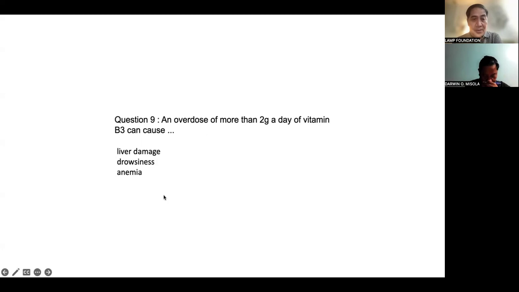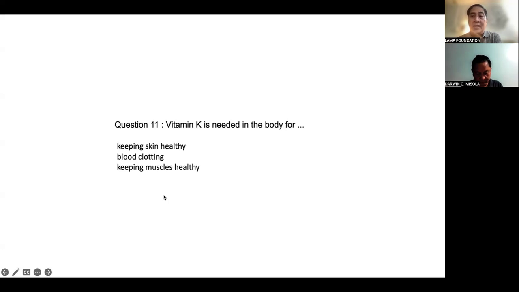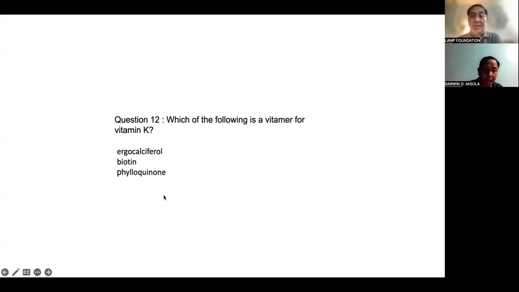An overdose of more than 2 grams a day of vitamin B3 can cause liver damage, doc. Okay, you have to be responsible for this, but the dosage is really known. What is the RDA of vitamin B3? Vitamin B3 is 13.2 mg for women and 16.5 mg for men. Vitamin K is needed in the body for blood clotting.